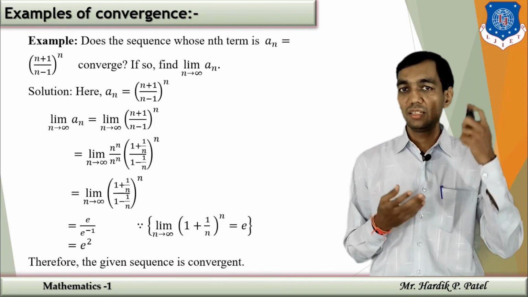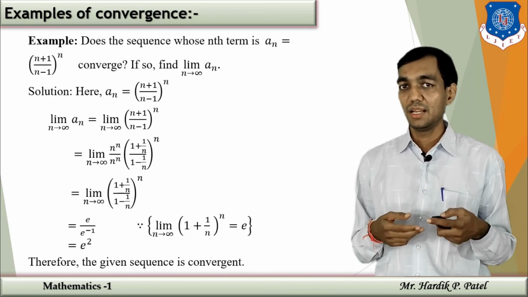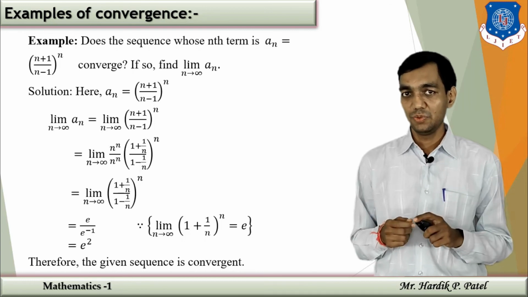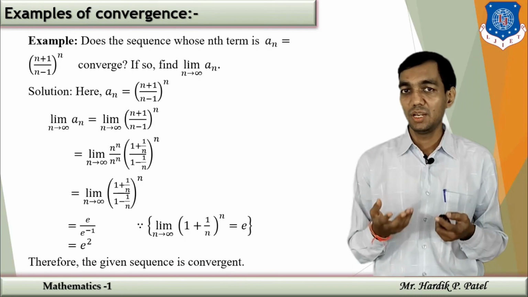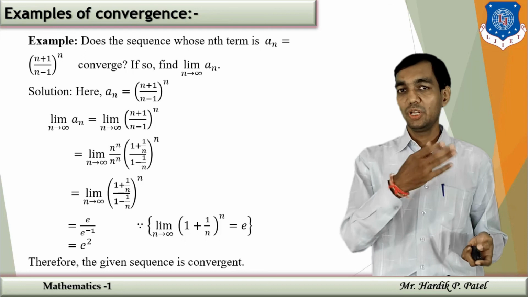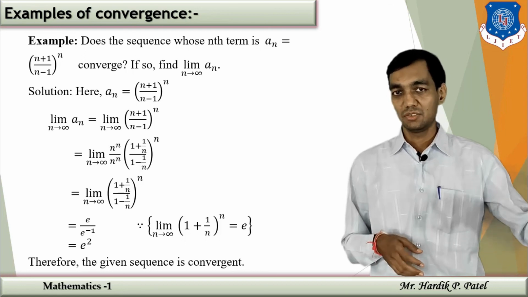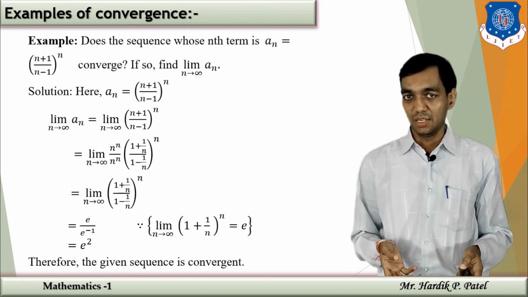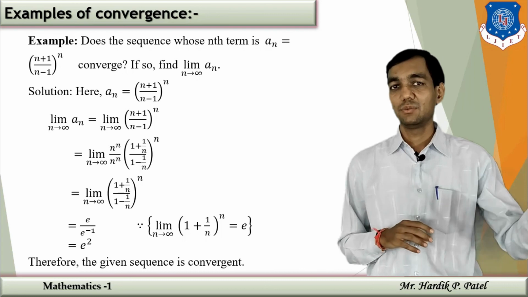Now using the standard limit, 1 plus 1 upon n raised to n has the value e where n tends to infinity, and in the same manner 1 minus 1 upon n raised to n has the value 1 upon e for n tends to infinity. So putting those values, that will give e upon e raised to minus 1, or e divided by 1 upon e. So you will have the limit e square. Therefore the limit is finite and exists, and that's why your sequence is convergent.